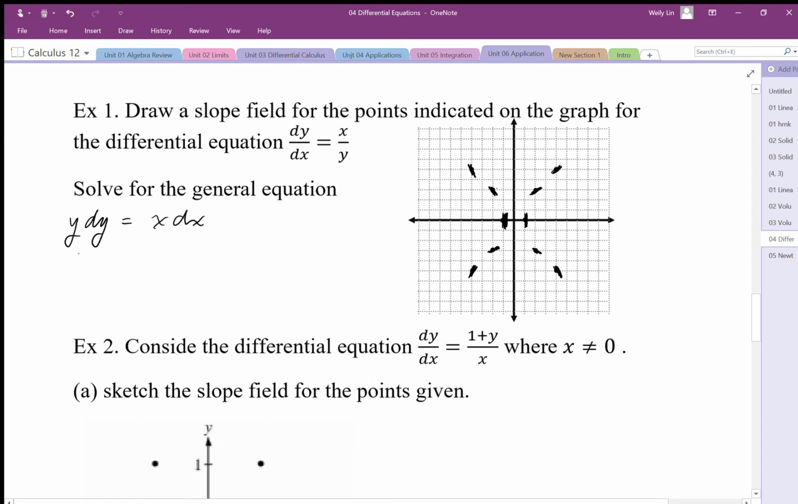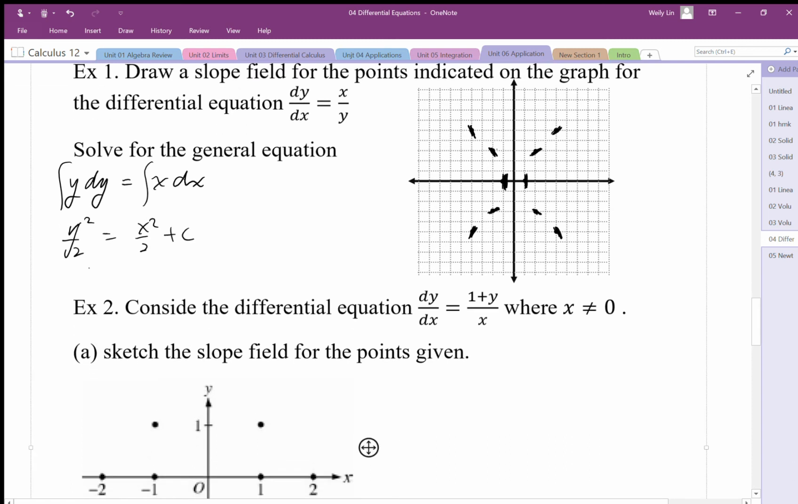Okay, so when I separate and integrate this, integrate this side, I get y squared over 2 equals x squared over 2 plus c. I'm going to say that x squared minus y squared equals, and let's move the plus c to the other side. So times 2, so it's going to be -2c.